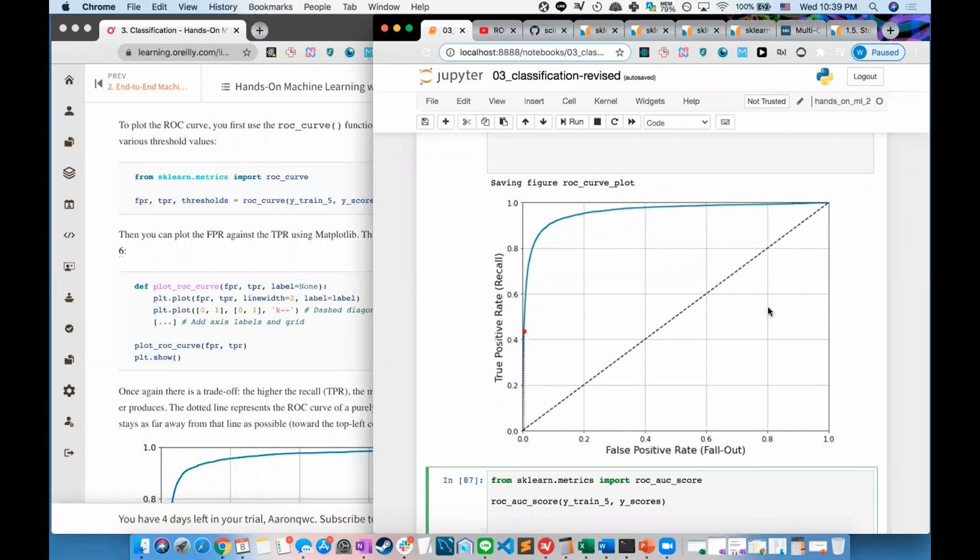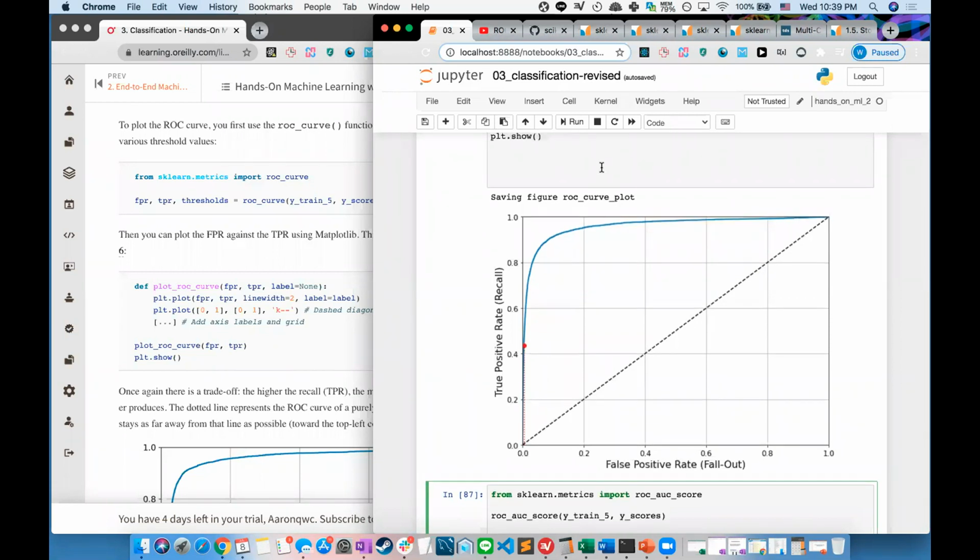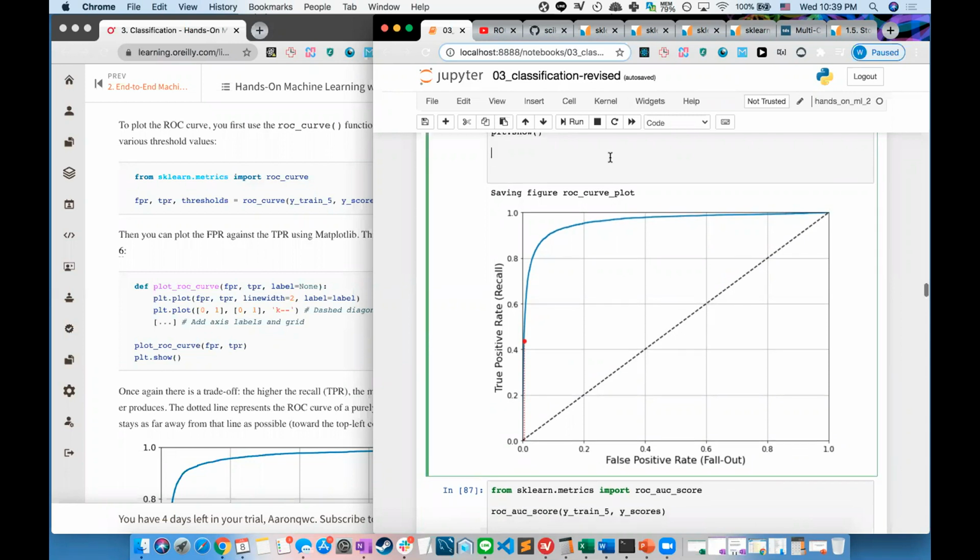There was another use case of detecting shoplifters. In that case, recall is more important than precision, because they want to detect as many people as possible. So they take the threshold down, so the threshold is low. It definitely depends upon the use case.